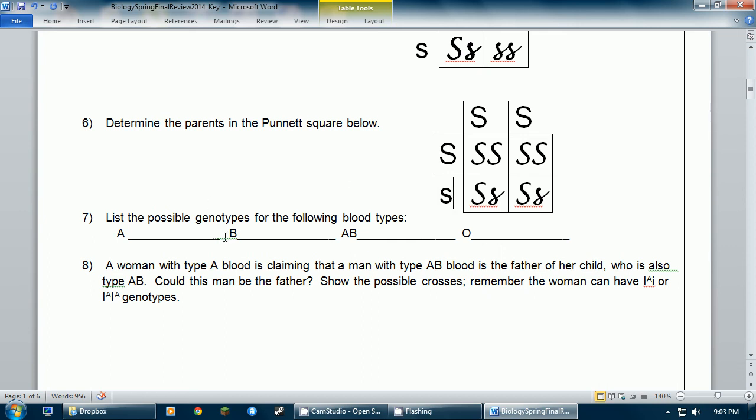Number 7 says, list the possible genotypes for the following blood types. Okay, blood type is one of those codominant genes. It's where when you have both genes, they are both expressed. So you don't just have A markers on your blood if you have AB blood type, and you don't have a mixture of A and B type markers. Instead, you have both the A marker and the B marker fully expressed and on separate places on the cell, and so you express both at the same time.